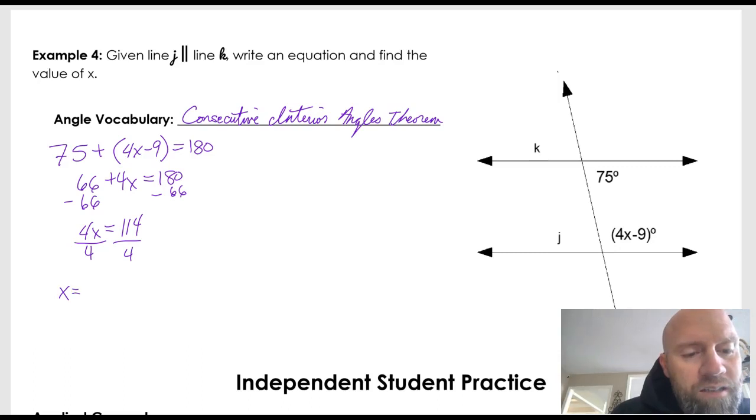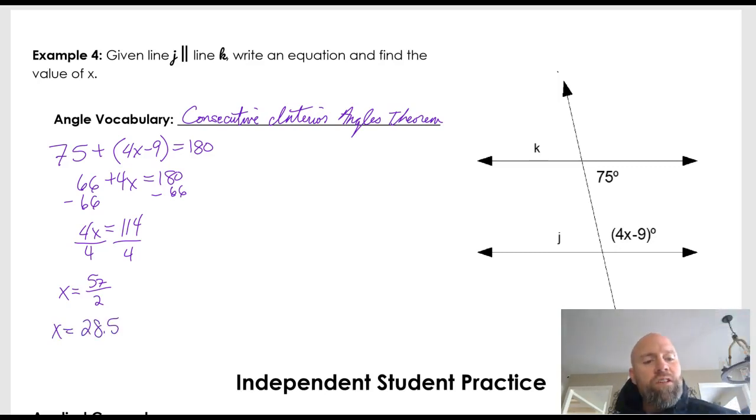I would get x is equal to, if I divide 114 by 2, I get 57. If I divide 4 by 2, I get 2. So that's how I can reduce that fraction, or I can say that x is equal to 28.5. So it just kind of depends if your teacher wants you to leave it as a fraction or a decimal.